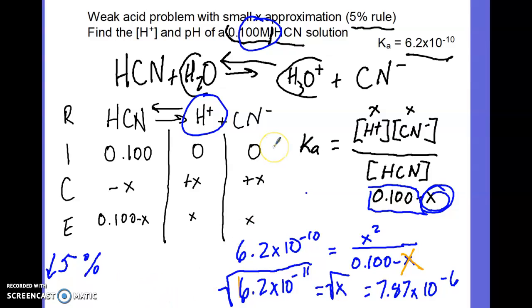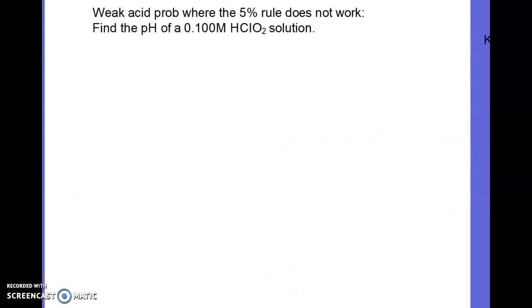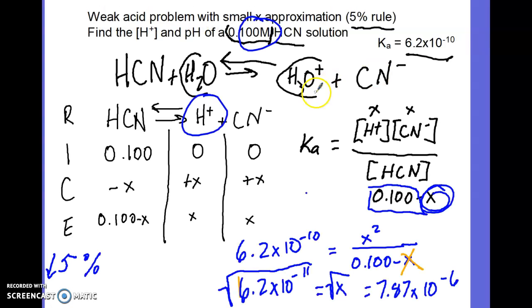So I wanted to do a weak acid problem where the 5% rule does not work, and what you have to do in that case. But before I do that, I wanted to come back to this previous problem and just show you, you can check your work. It's always good to double check your work, right?